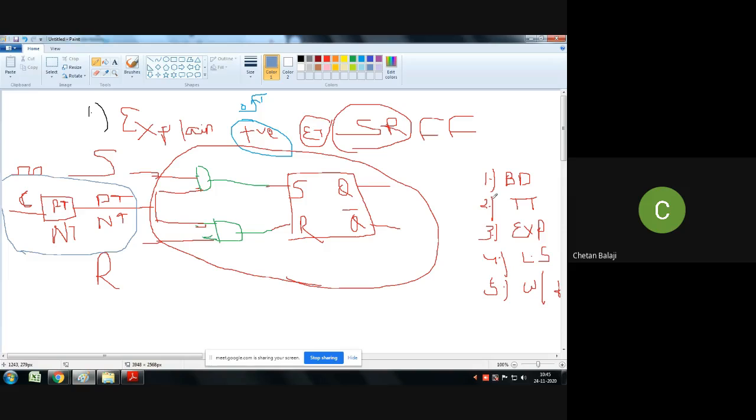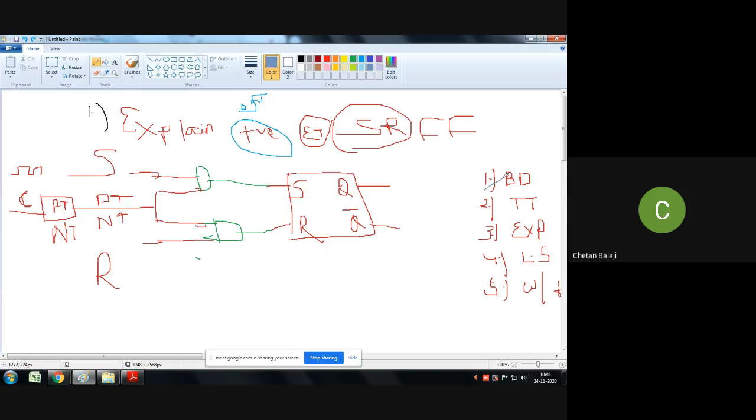Therefore, we have completed the first one. What is the first one? The block diagram. Yes, the block diagram is done. Okay, so add two AND gates, short them and give it to a clock pulse, and call that the clock output. If it is PT, it is called positive edge triggered. If it is NT, it is called negative edge triggered. Our question is positive edge triggered.